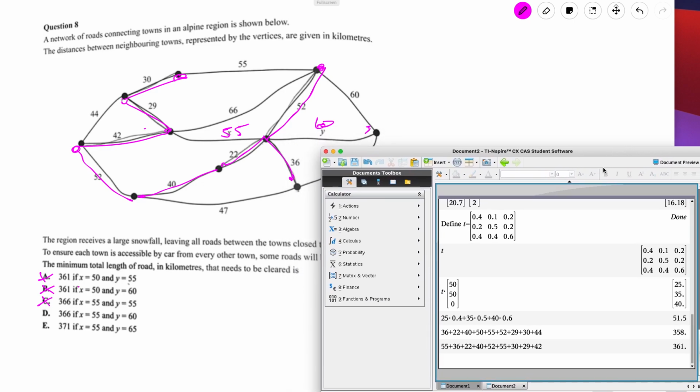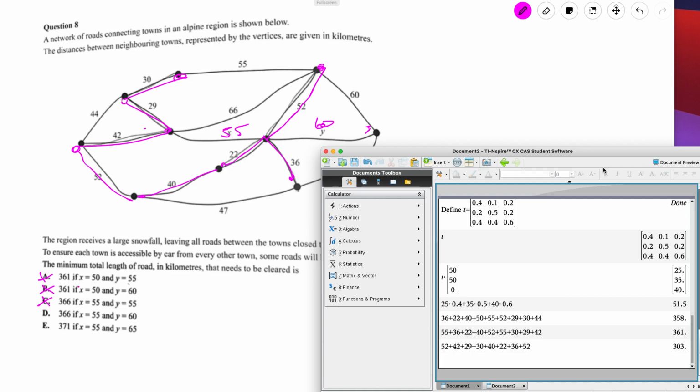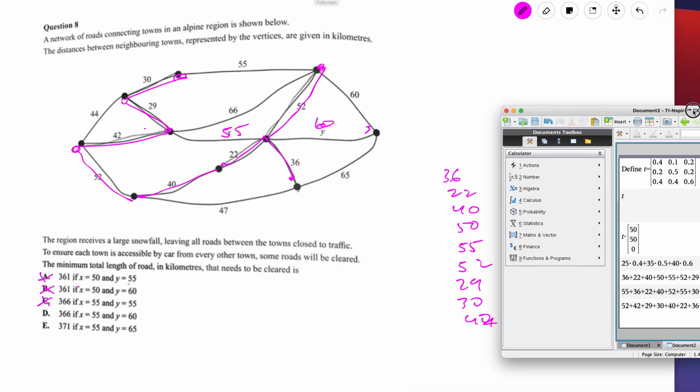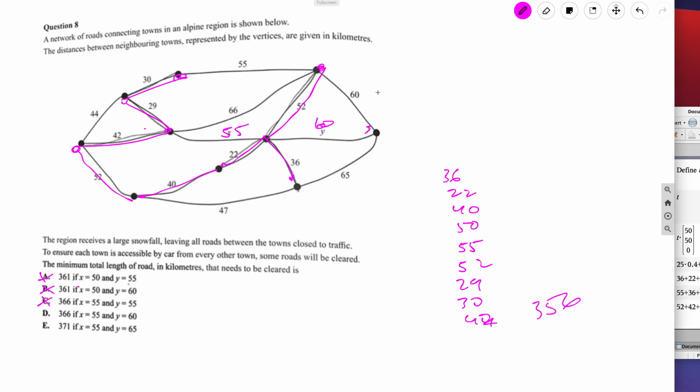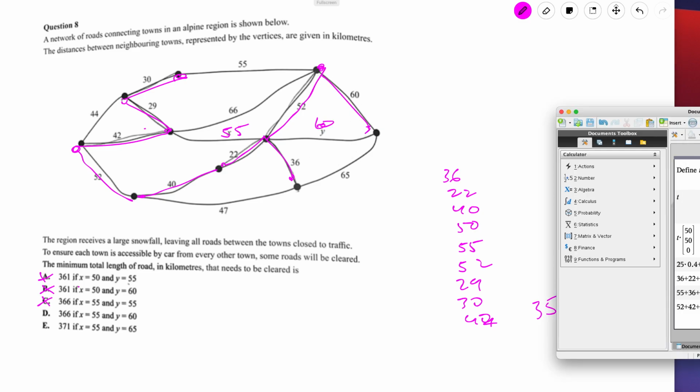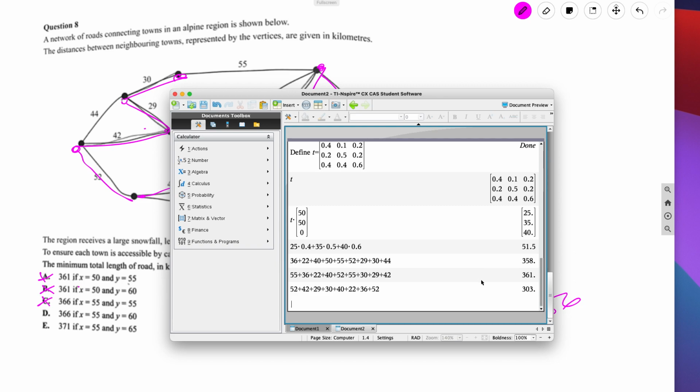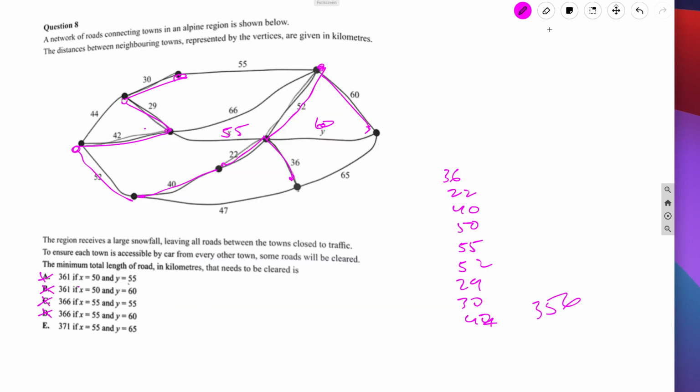So I'll go left to right, 52 plus 42 plus 29 plus 30. Down the bottom, we've got plus 40, plus 22, plus 36, plus 52. That gives us 303. Am I missing something? Oh, I've not connected the last one there as well. So the shortest way to get there is a 60, whether it's through Y or through that one. So plus 60, you get 363. Wow, they're pushing us right to the end, unless I've made an error.